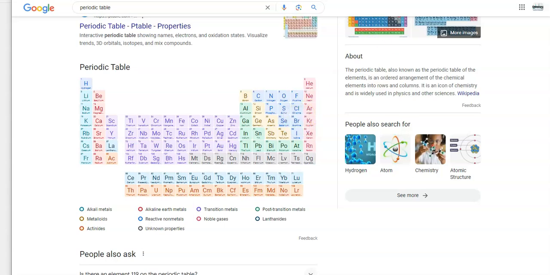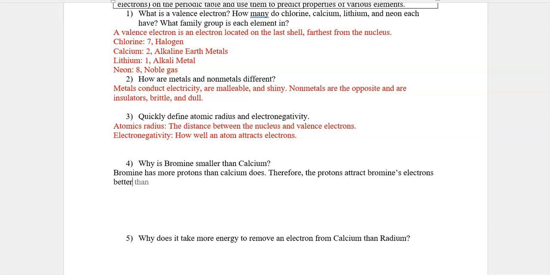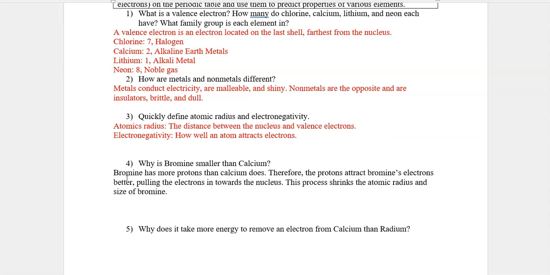So why is that? We're in a period, so that means we need to explain based off protons. We'll say bromine has more protons than calcium does. Therefore, the protons attract bromine's electrons better, pulling the electrons in towards the nucleus. This process shrinks the atomic radius and size of bromine. There you have it.